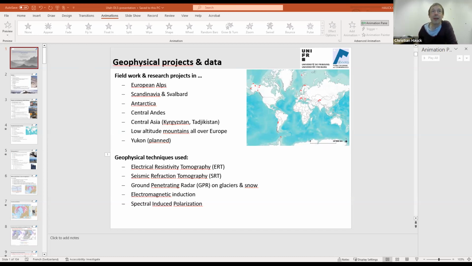And the techniques which we use are mainly electrical resistivity tomography, for reasons which I will go into in detail shortly. Also seismic refraction, radar for glaciers and snow, electromagnetic induction, and also recently spectral induced polarization. So the complex resistivity, the phase, and so on.